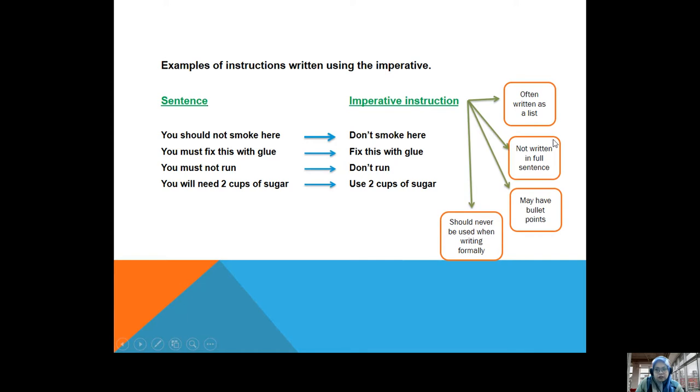So it's often written as a list, not written in full sentence, may have bullet points, should never be used when writing formally. Okay, writing formally tu contohnya macam you buat essay kan, tu tak boleh lah. Essay kenalah ada sentence. But if you want just to simplify the instructions, you can just create using imperative like this. Okay.